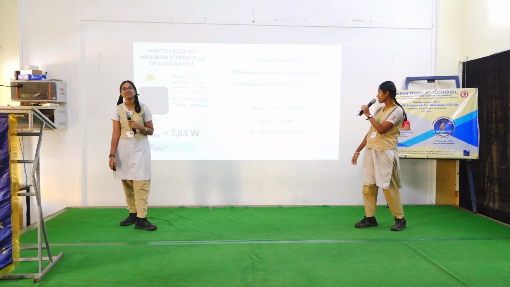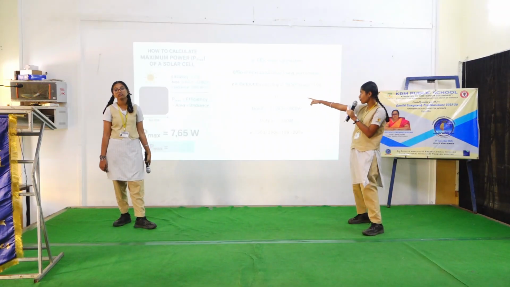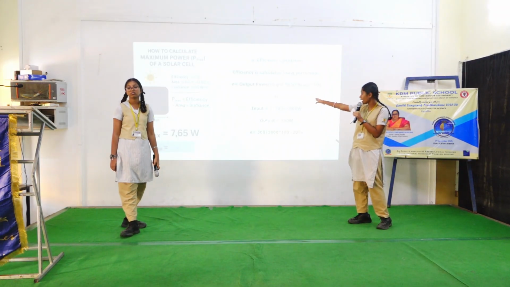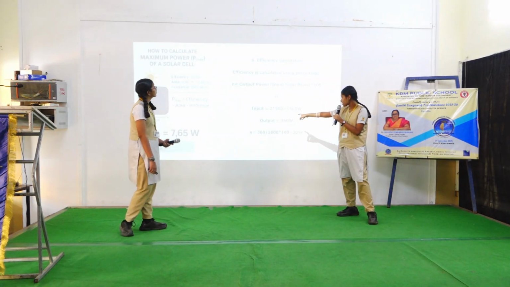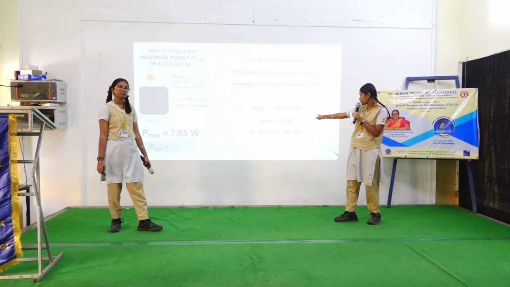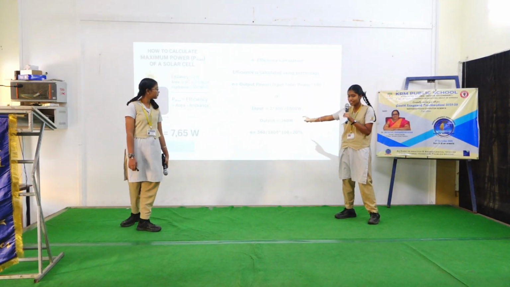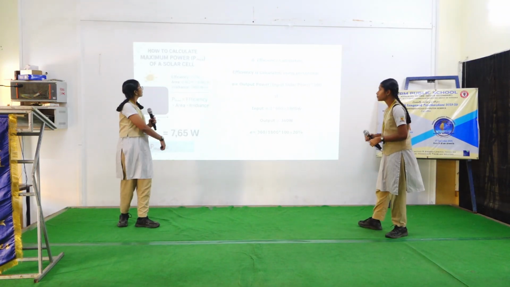Then is the efficiency calculation. Efficiency is calculated in terms of percentage. And the formula is, for n number of panels, the efficiency will be output power by input solar power into 100%. If the input is 1800 watts and the output is 360 watts, then the efficiency will be 360 by 1800 into 100, equal to 20%.